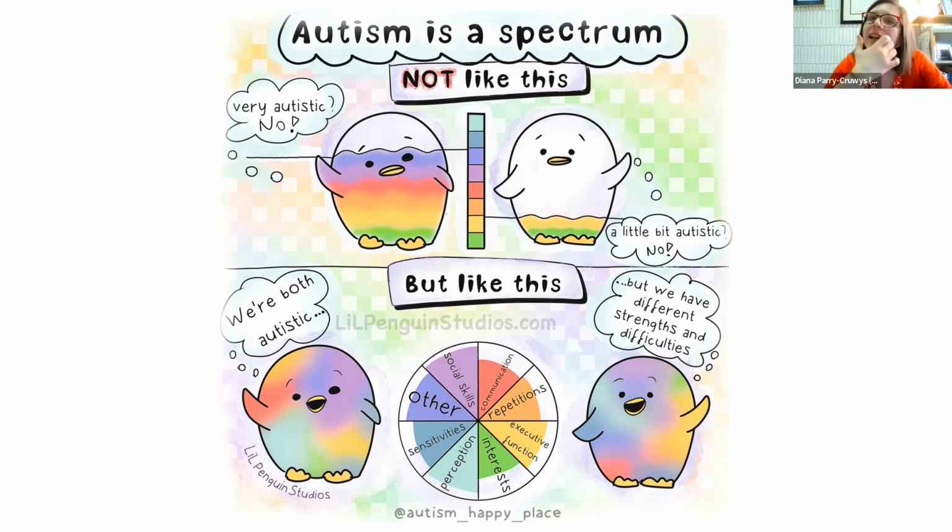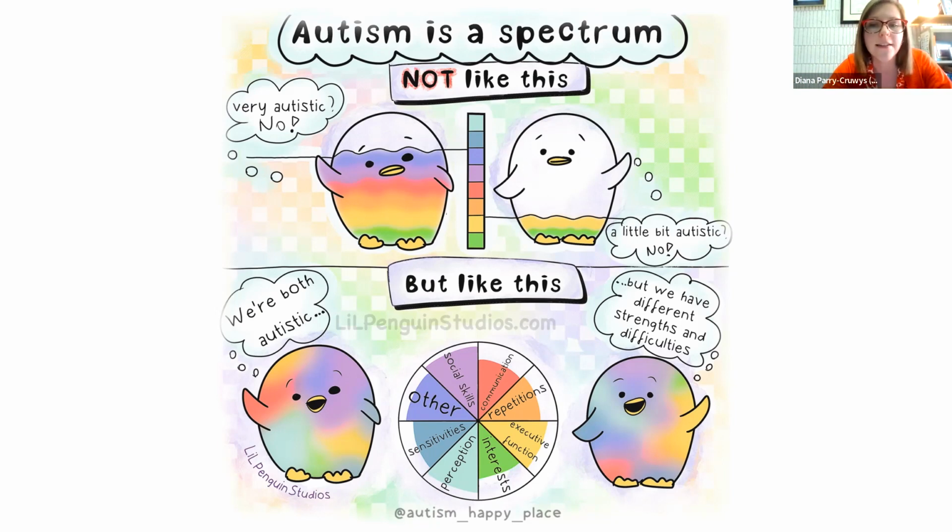So rather than thinking of it as a spectrum as, oh, this person is only a little bit quote unquote affected by their autism, think of it as a spectrum in the sense that everyone has different strengths and differences, right? Different strengths and difficulties. And so the bottom perspective here, we have a little pinwheel that has all these different areas in which someone may have difficulties, or this area may really function as a strength for them, independent of their diagnosis.